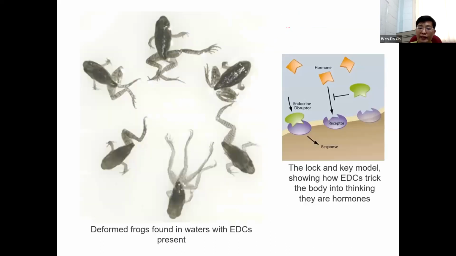For instance, this is an example, right? You have a hormone which can bind with the receptor. Then you have the endocrine disruptor, the green color one, which can also bind with our receptor, right? It can mimic the actions of the endocrine hormone, and then it causes effects. For example, these are frogs, right? The frog has missing legs. It has more than two legs, and sometimes they can have different.